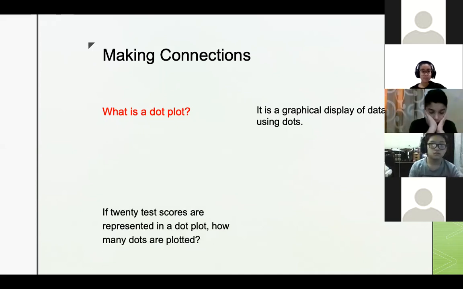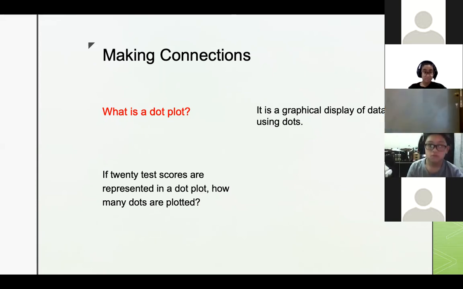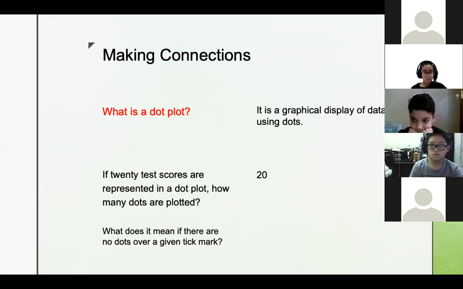Now a question. If 20 test scores are represented in a dot plot, how many dots are plotted? Muhammad Nasir will answer. I repeat. If 20 test scores are represented in a dot plot, how many dots are plotted? 20. Excellent, very good. I must have 20 since I'm talking about 20 scores. Clear? Now, what does it mean if there are no dots over a given tick mark?